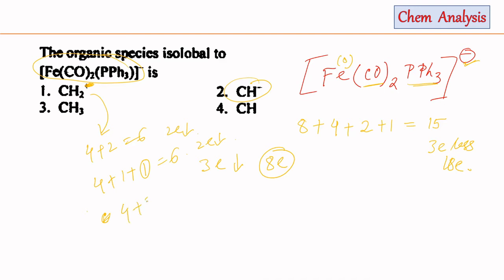For CH3, 4 plus 3, that is 7, and it is 1 electron less than the nearest octet, so it is also not isolobal. And for the last, CH, that is 4 for carbon and 1 for hydrogen, that is 5, and it is 3 electrons less than the nearest octet, so it will be isolobal. CH will be isolobal to this given organometallic complex, so 4 will be the correct answer.